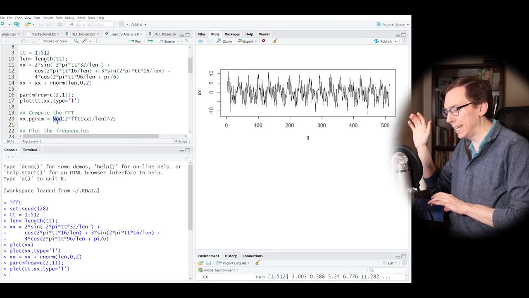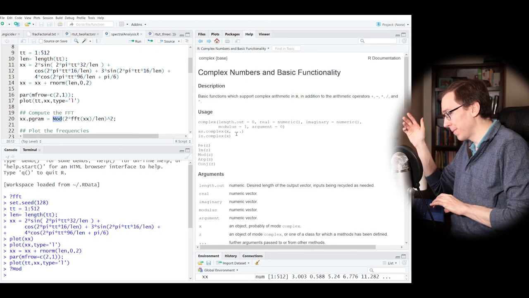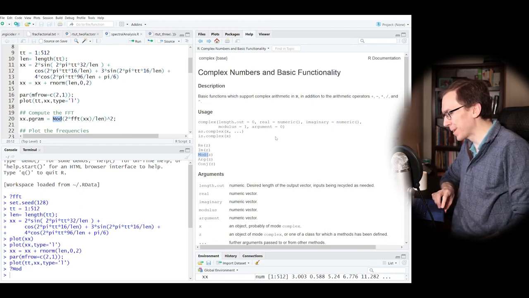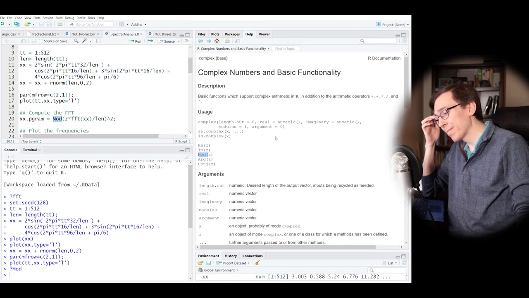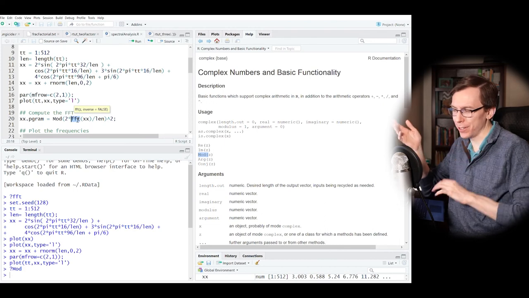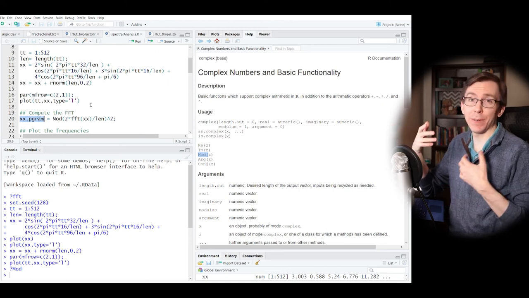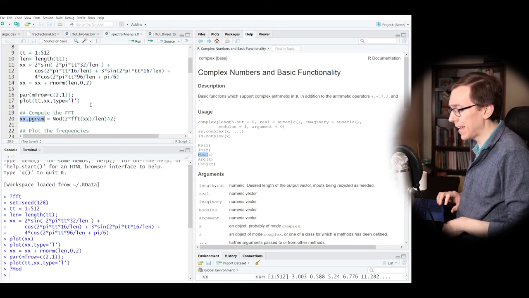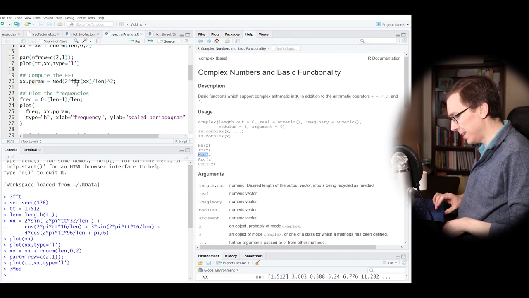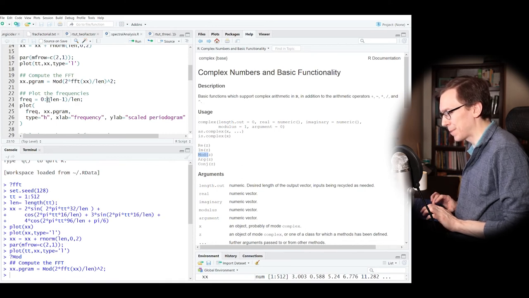And then notice that I'm wrapping it in mod, M-O-D. So mod is going to compute the modulus, just standard basic functions for complex numbers. It's going to compute the absolute value, the magnitude, and then I'm going to square that. So this is just the squared magnitude of the Fourier transform after scaling it a bit. And this is what I call XXPgram, the periodogram for time series XX. I didn't compute that yet. All right, so I computed it. It runs pretty fast on this laptop.